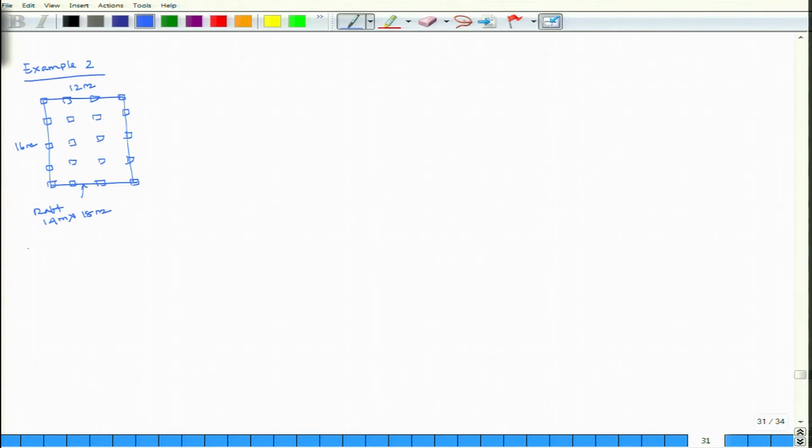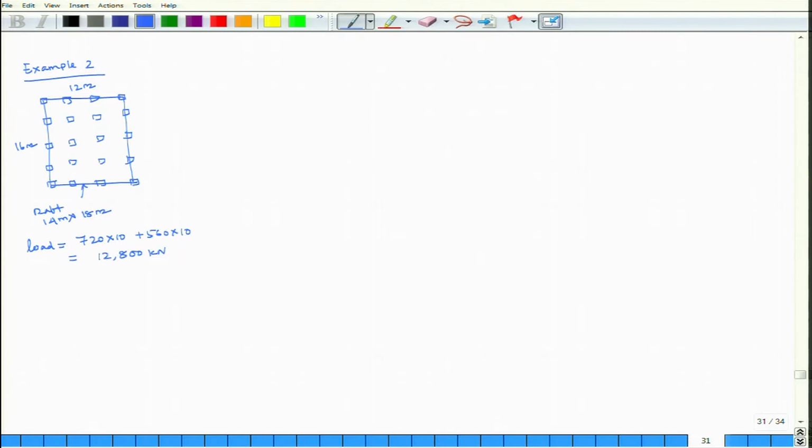Load is given 720 into 10. How is it 10? 1, 2, 3, 4, 1, 2, 3, 4, 5. 5 into 4 it is 20, and here also 20. So, altogether it is given 720 into 10 plus 560 into 10. So, this comes out to be 12,800 kilonewton.